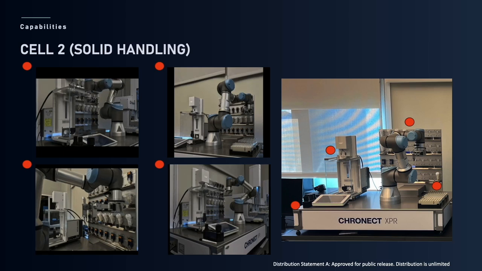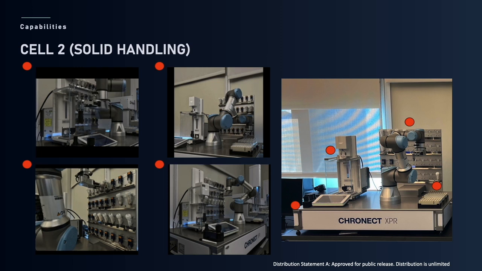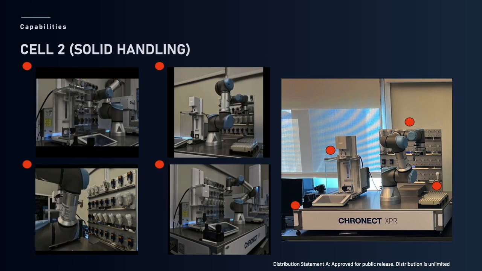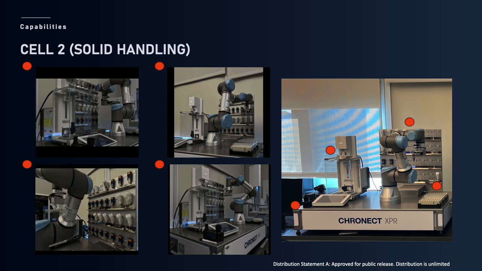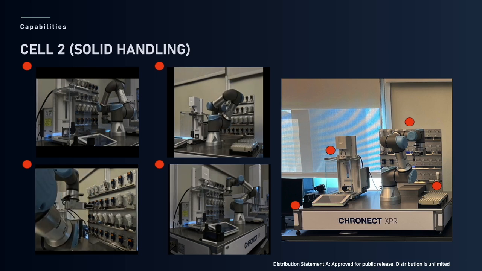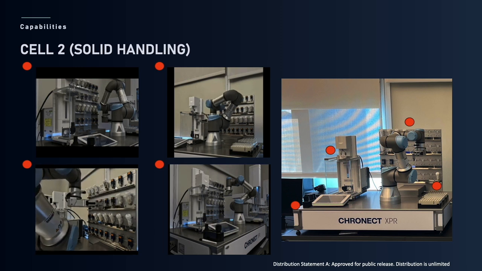Cell 2 consists of our solid handling robot. We can see on the left some of the main actions that it can perform. It is relatively simple in concept. It is an automated balance with an integrated robotic arm. The robotic arm can move adapters, vials, and dosing heads into the balance itself. The dosing heads are what holds the solid materials.